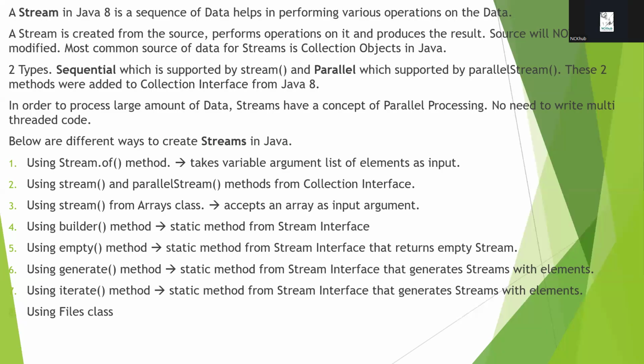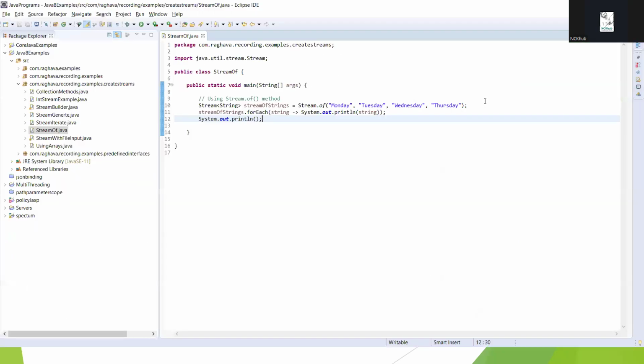The very first option we have is the of method from the Stream interface. This particular method will take variable arguments as a list of elements, and using that list of elements taken as varargs, a stream will be created. Let us see it in a practical implementation.